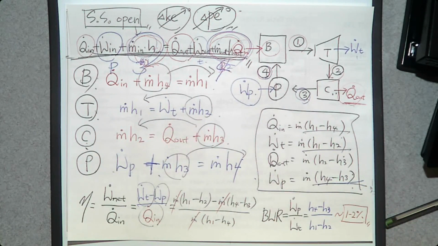So the Rankine cycle has a pretty good efficiency because the back work ratio is pretty low. What is the counterpart of this Rankine cycle? The Rankine cycle uses water as the working gas.